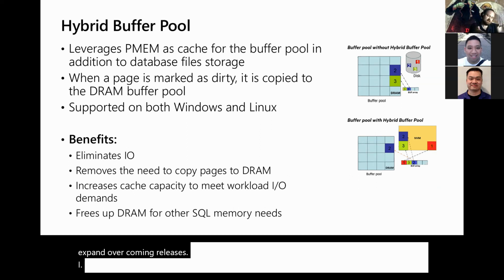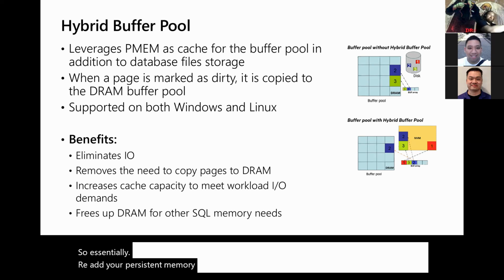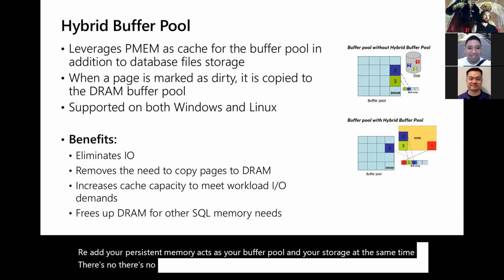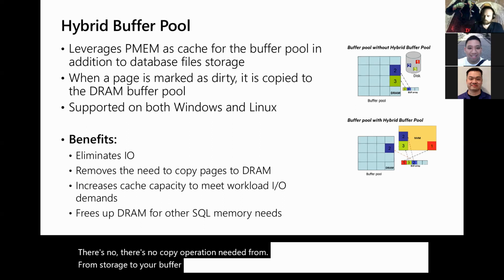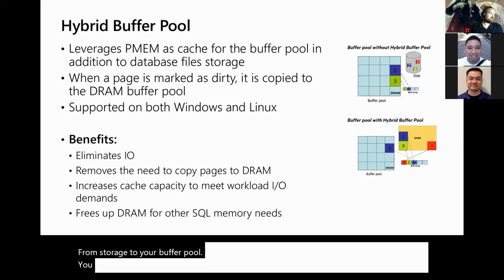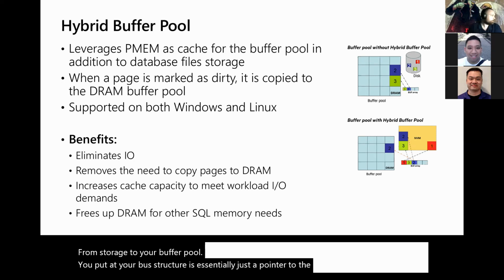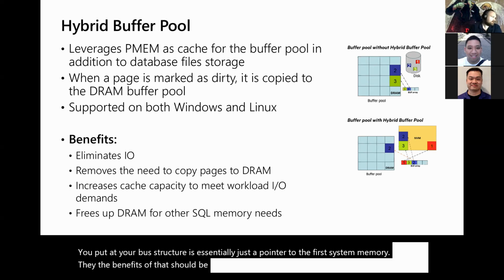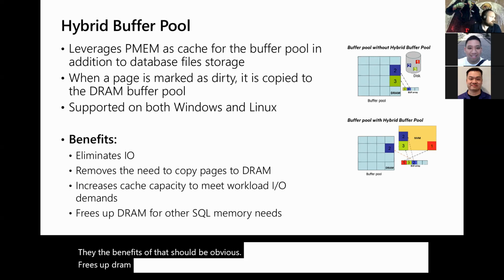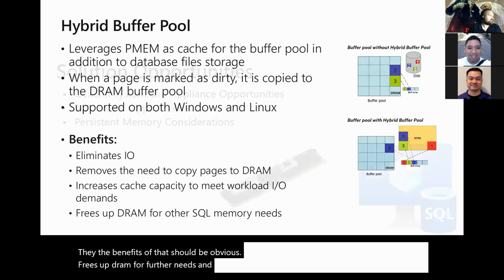So it's essentially your persistent memory acts as your buffer pool and your storage at the same time. There's no copy operation needed from storage to your buffer pool. Your buffer structure is essentially just a pointer to the persistent memory. The benefits of that should be obvious. It frees up DRAM for further needs and eliminates IO and all that good stuff.